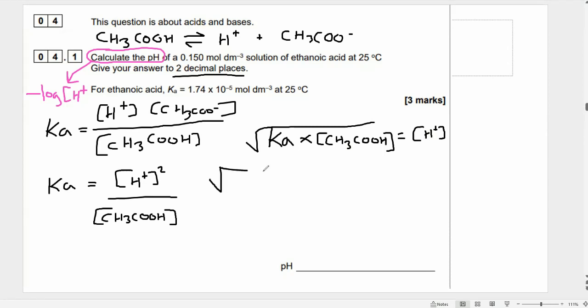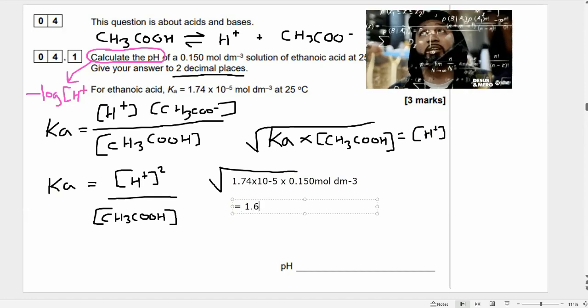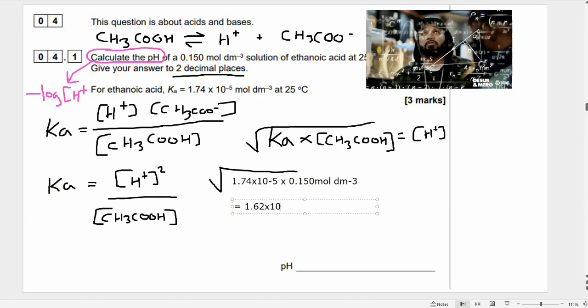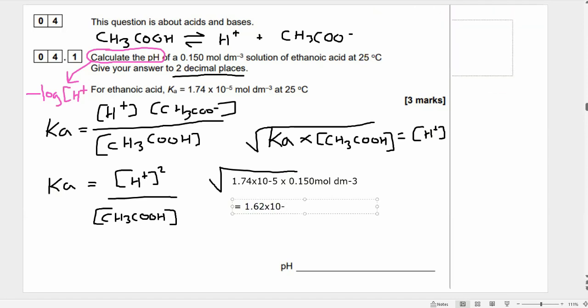Plug in square root and then into your scientific calculator 1.74 times 10 to the minus 5, and you're going to multiply that by 0.150 mole dm minus 3, which is of course the concentration of the ethanoic acid, and that will give you your hydrogen ion concentration. You should get something along the lines of 1.62 times 10 to the minus 3.